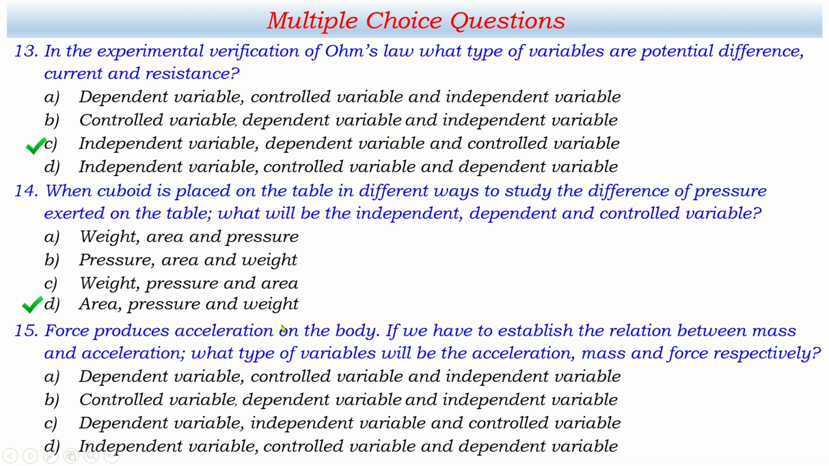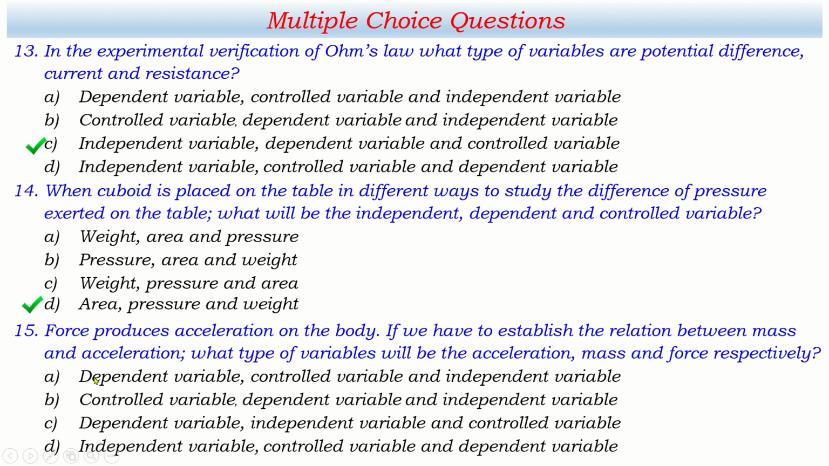Force produces acceleration on the body. If we are going to establish the relation between mass and acceleration, then we'll manipulate mass. Instead of 1 kg, we'll use 2 kg or 3 kg or 4 kg. It means mass is the independent variable. But here, acceleration, mass and force are told. That's why this is the independent variable. Its effect on acceleration is seen. Acceleration is the dependent variable. So acceleration is given first here.